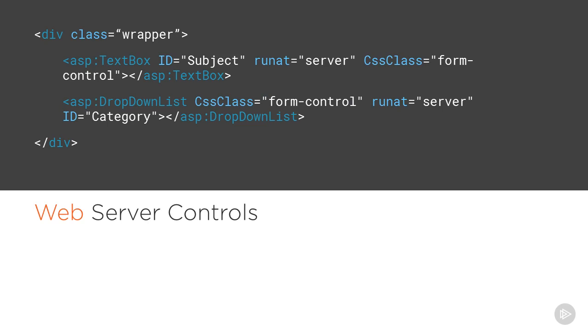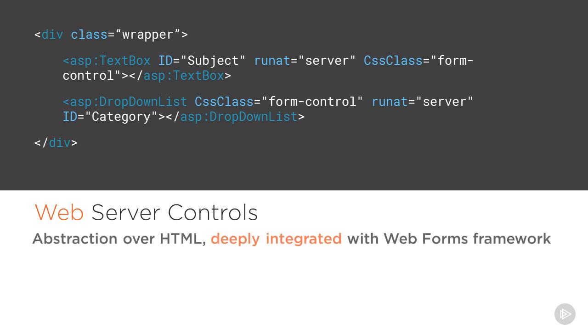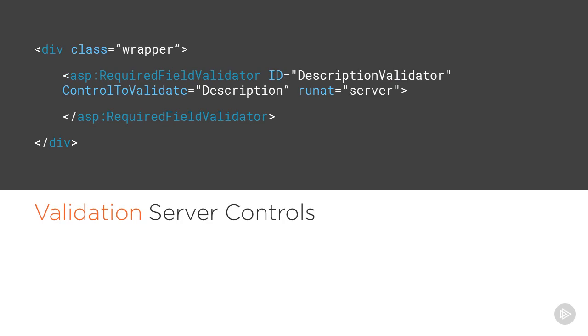Web server controls are one step above HTML controls in terms of abstraction. These items sometimes map closely to HTML elements, but they can also represent larger HTML concepts such as nav bars and sitemaps. Web controls are more closely integrated into the Web Forms framework than standard HTML controls, so they do provide some additional features, but the differences are a bit beyond the scope of this course.